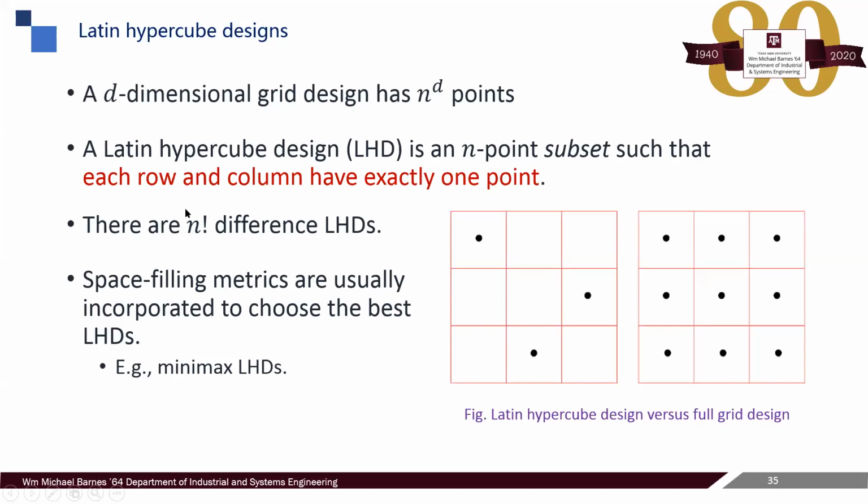And this one is purely combinatorial. Of course, there are many different choices. You can prove there are n factorial different choices because you can permute any 2 rows and still get a Latin hypercube. But usually we incorporate the Latin hypercube criteria together with a space-filling measure, for example, the minimax criterion. So we can get some specific Latin hypercubes, for example, the minimax Latin hypercube.